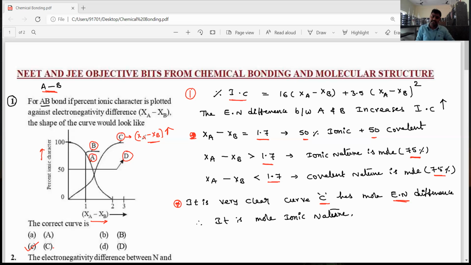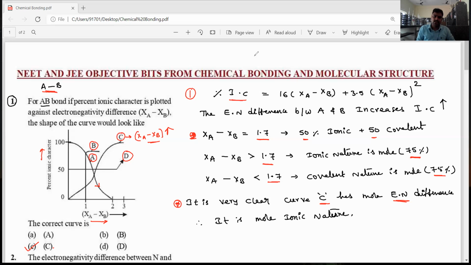It is very clear that the C curve's electronegativity difference is increasing, and its value is also more than 1.7. That's why it has more ionic nature. In the A curve, the electronegativity difference is decreasing gradually. The B curve is constant, parallel to the y-axis, and the D curve is also constant, parallel to the x-axis. That's why their electronegativity differences are less, and their ionic nature is also less. So the answer is option C.